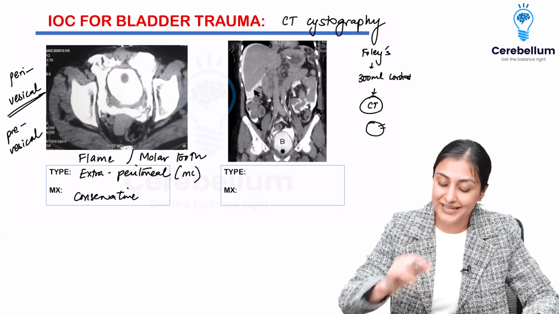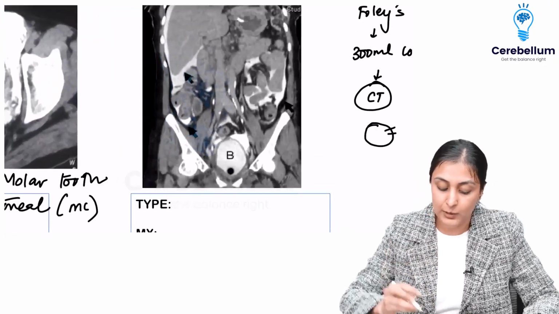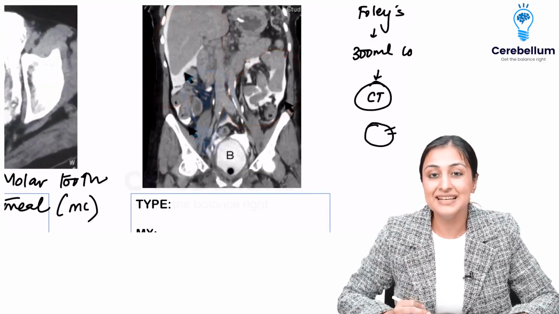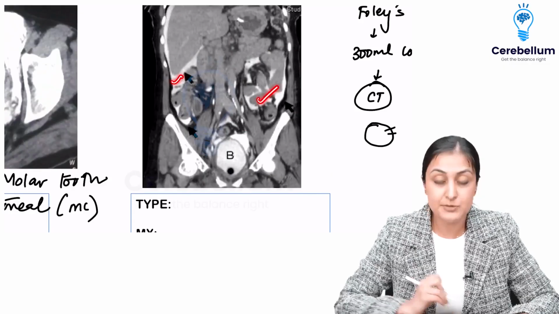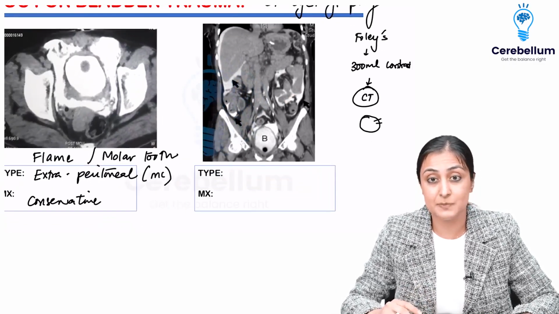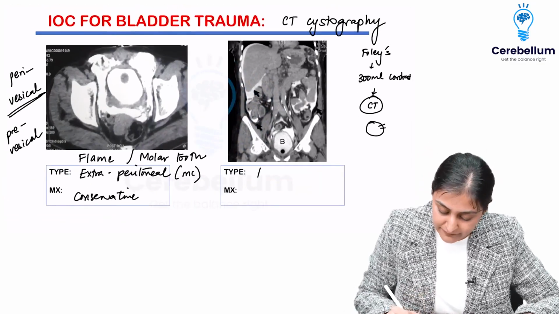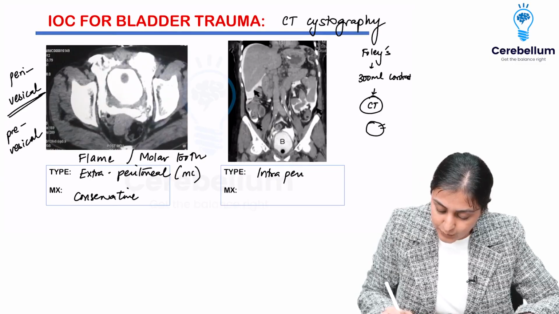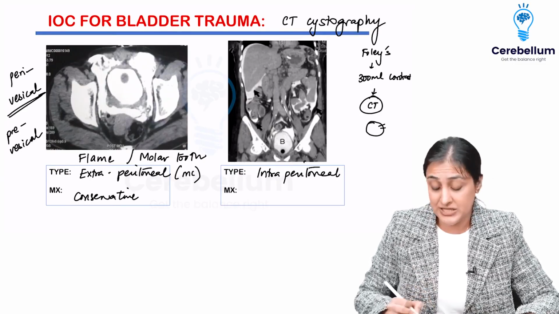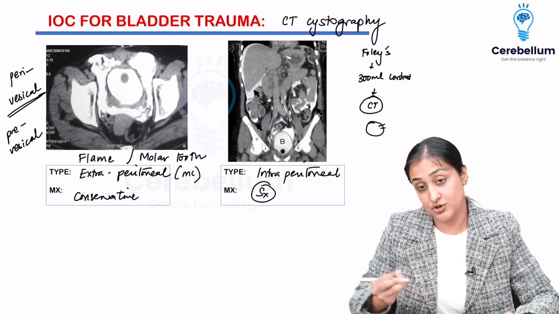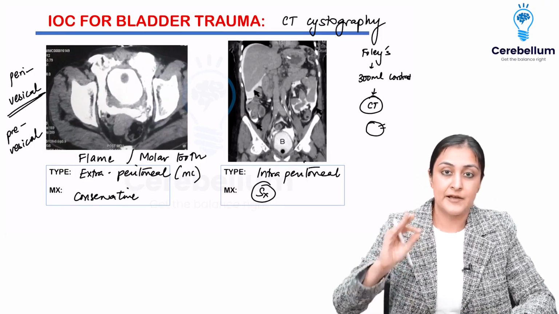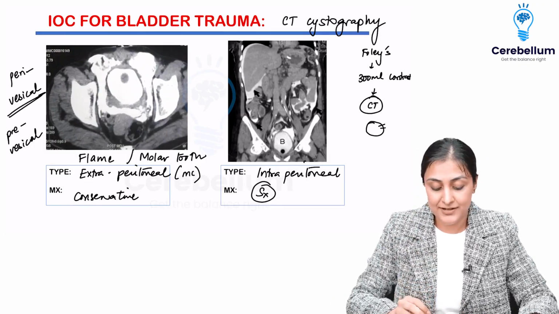But the more dangerous type is this one, where what do we observe? We observe that our contrast has now leaked into the peritoneal space. You can see it surrounding the bowel loops or in the perihepatic space. So this is the one which is the intraperitoneal bladder rupture. It is not very common, but once it happens, this becomes an indication of surgery because the urine is leaking into the peritoneal space. So this is the approach to bladder trauma.